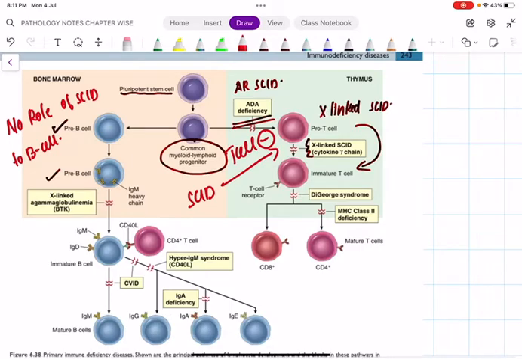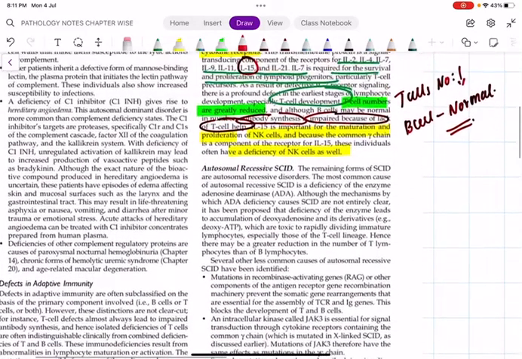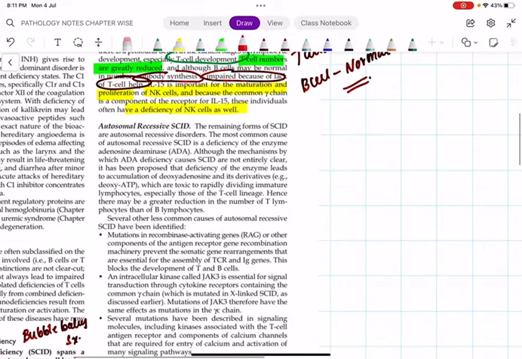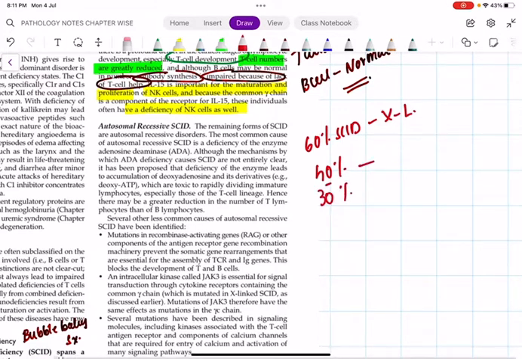But still, why is there a lack of humoral response? I have already told you the reason. Then autosomal recessive SCID. I told you around 60% will be X-linked; remember, 60% of SCID will be X-linked. Whereas around 30 to 40% will be autosomal recessive, because of an enzyme deficiency called adenosine deaminase deficiency.